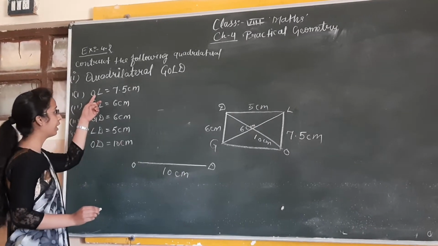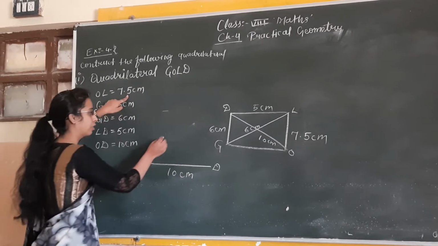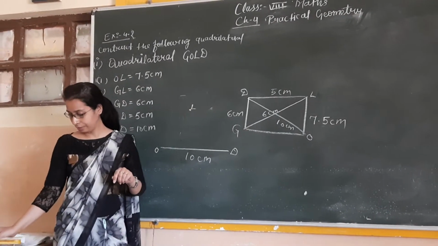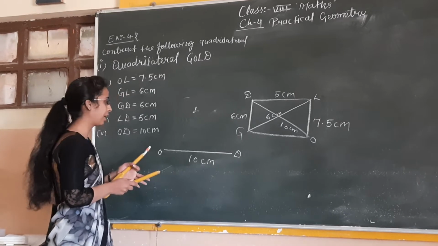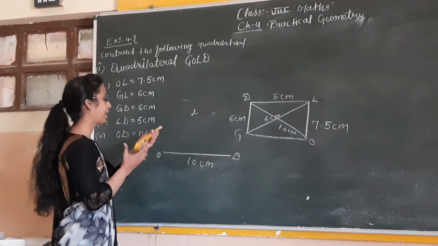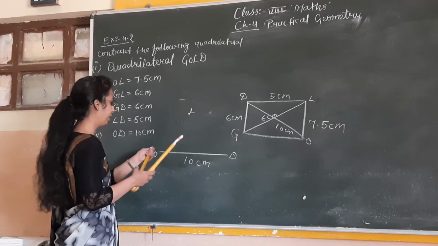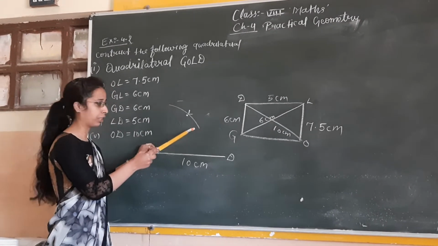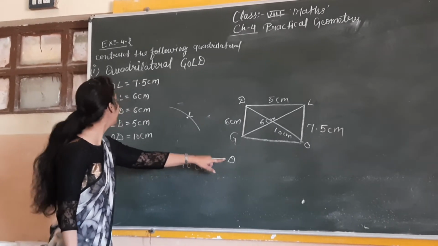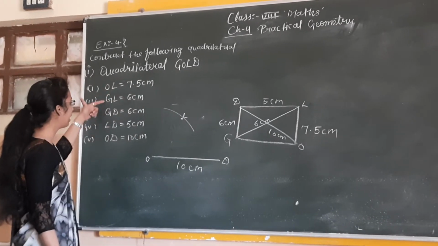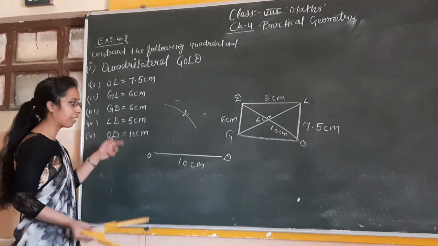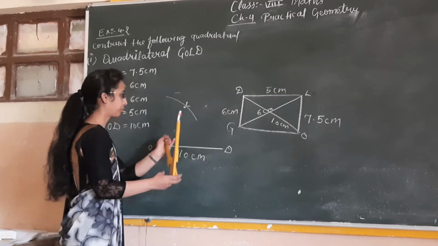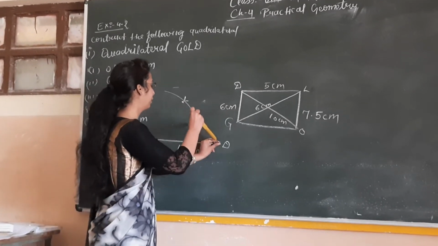After OD, I have to draw the side that starts from point O. We see here OL is 7.5, so we have to draw the L point. Taking O as a center, cut an arc of OL, 7.5. We measure by ruler, 7.5 centimeter. Which side starts from D and L? LD, 5 centimeter. So we have to cut the arc of this 5 centimeter DL.